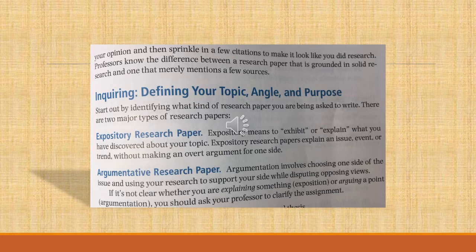Expository research papers explain an issue, event, or trend without making an overt argument on one side. So we're going to make an argument, but we're going to really provide some strong expositional background information. And then we're going to springboard into the argumentative research part of it. So argumentation involves choosing one side of the issue or debate and using your research to support your side while disputing opposing views. If it's not clear whether you're explaining something, exposition, or arguing a point, argumentation, you should ask your professor to clarify the assignment.